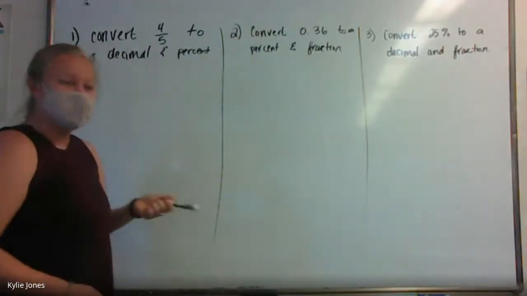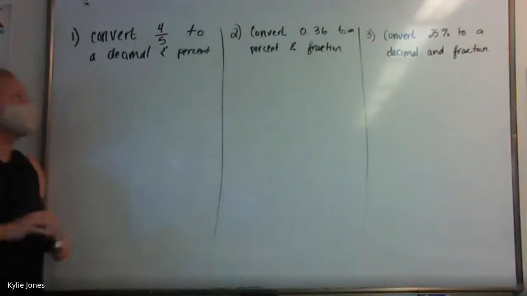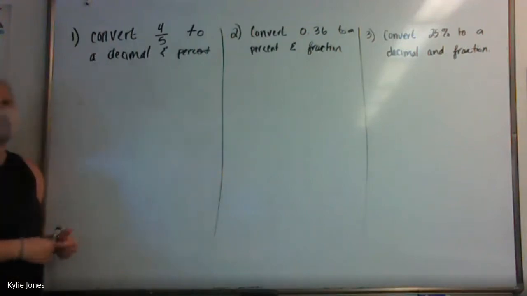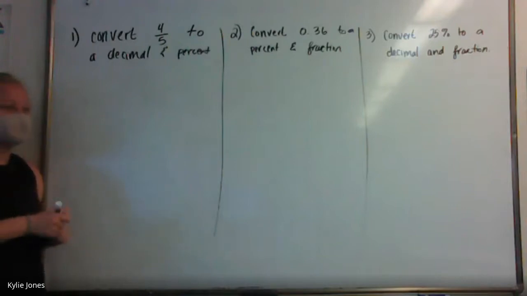So, converting between fractions, decimals, and percents. Our first one, number one, we're going to convert the fraction 4/5 to a decimal and a percent. The easiest way to do it first is to convert it to a decimal. So how do I change a fraction to a decimal? What do I need to do?